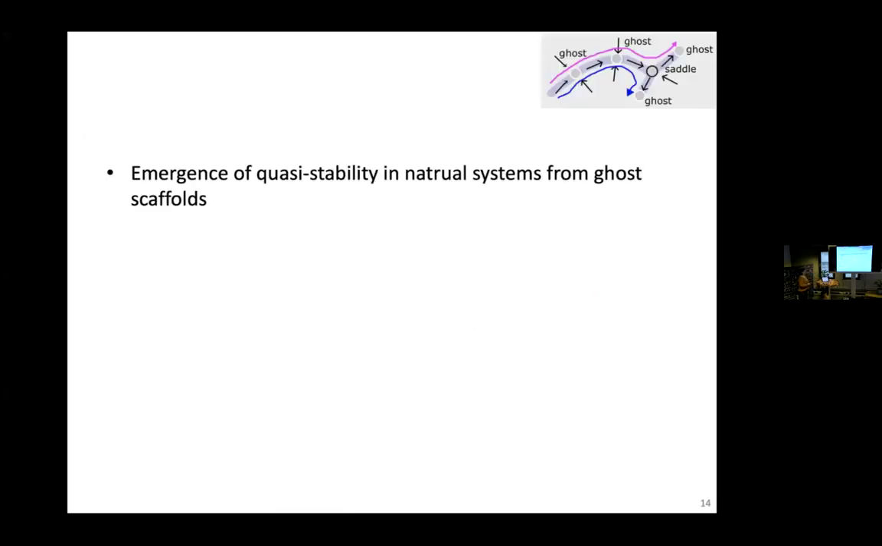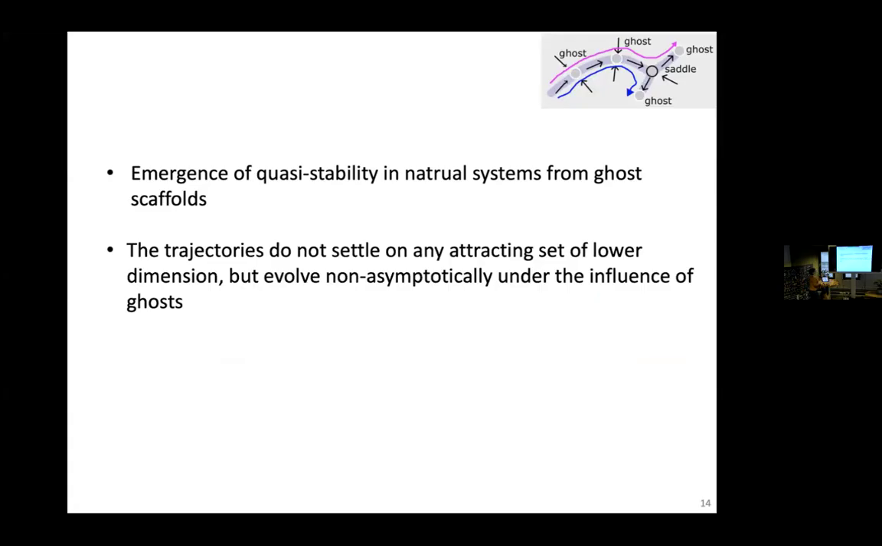And just to summarize, we have described this emergence of quasi-stability in a range of natural systems that comes from these ghost scaffolds that I showed can be arranged. Also, you can have larger phase-space structures of ghosts, so the system can switch between different ghosts in a sequence and generate this cascade switching behavior. They can also be combined with saddles. So basically, you can have very complex scaffolds in phase space that generate these long transients.